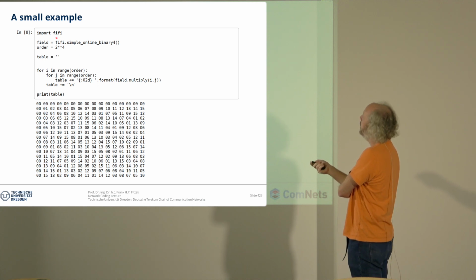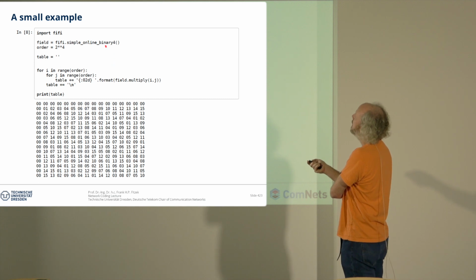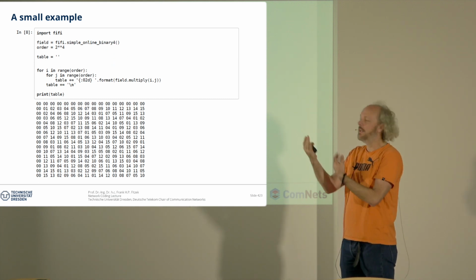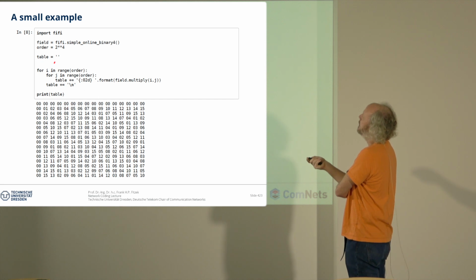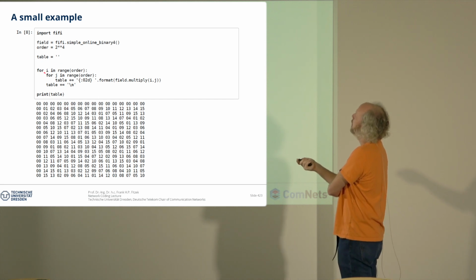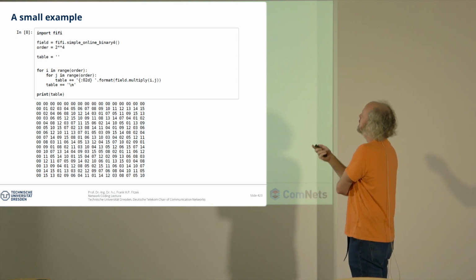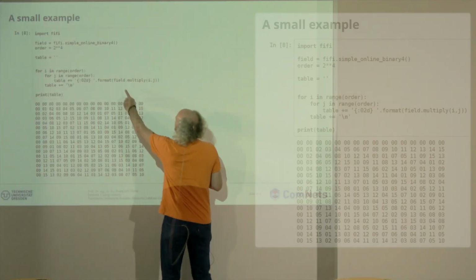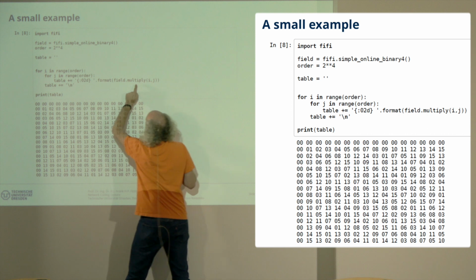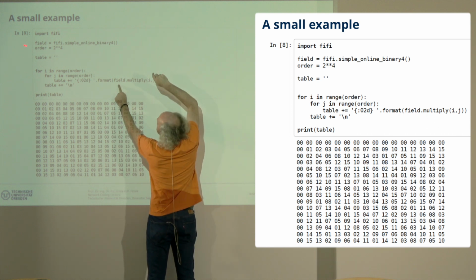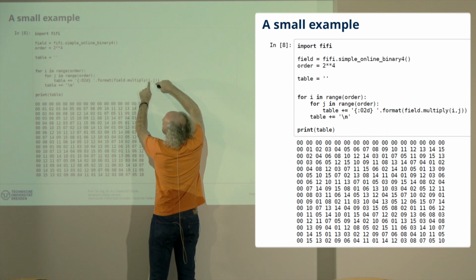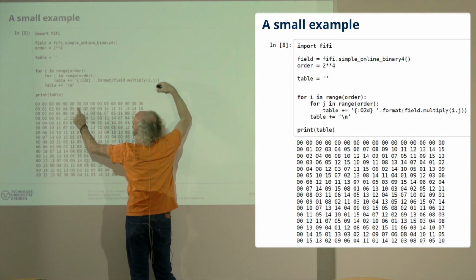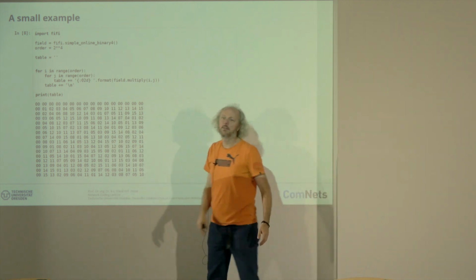If I have import fifi, then the field is fifi simple online binary, so we don't want to have a lookup, we want to calculate it. Binary 4 means 2 to the 4, 16 elements. Then we have a table, and the table is empty. Then we say for E in range of order, so we go through the matrix. Then you just say, take field multiply I over R, and this is fifi. Because field is here, field multiply is the operation, and then you put it in a certain format in the table. And then you print the table. That's Python. Very easy.